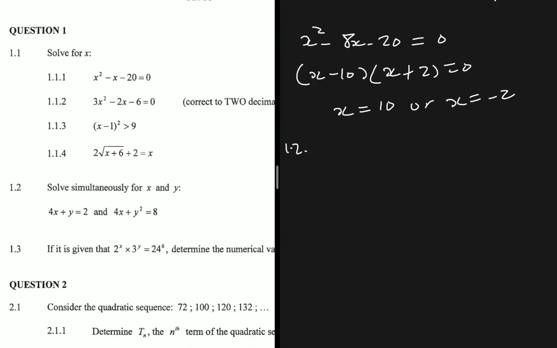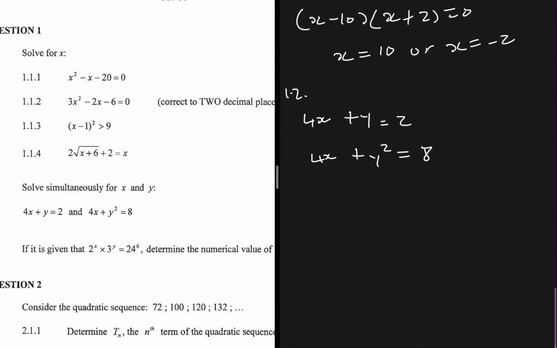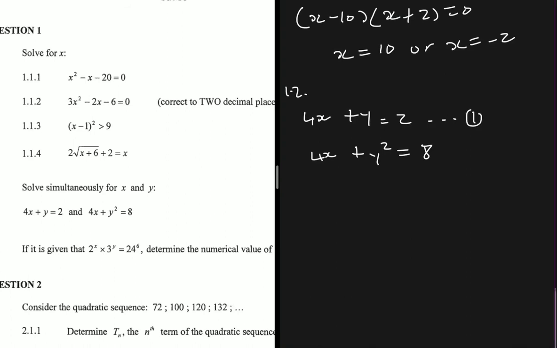So 1.2 is the simultaneous equations. So we have 4x plus y equals 2, and 4x plus y squared equals 8. Okay, let me call this equation 1. You can see that equation 1 is linear. There's nothing being squared. So it's better if I make y or x the subject of the formula in equation 1, because equation 1 is linear. It won't get that complicated.